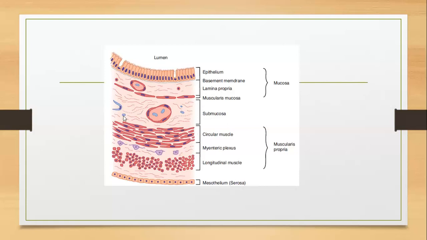Submucosal plexus sits between the submucosa and the circular muscle. The two communicate and they help in motility. So when it comes to the submucosal and the myenteric plexus, they usually communicate with one another and they help in initiating contraction of these muscles. So we'll come to that later.